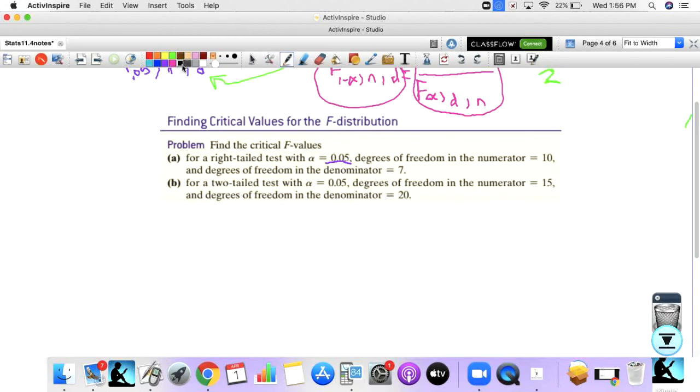So let's start by sketching out our part A. We'll do that maybe over here. We're going to do a right-tailed test, so it's going to be here and over. I'm going to start by writing my correct notation. So I need to find the F score of 0.05. My degrees of freedom, again, for my numerator comes first, top to bottom, is going to be 10 and then 7. They told me that.